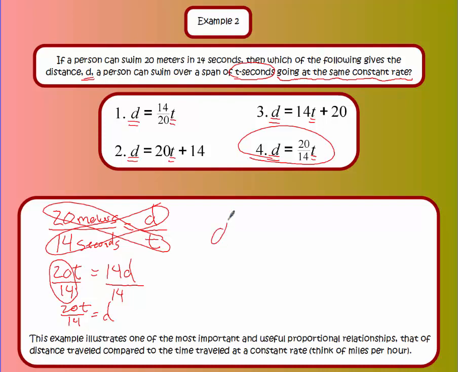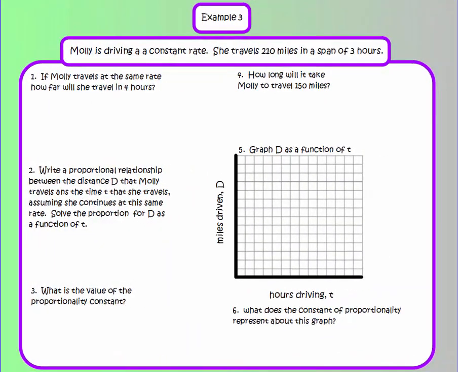So distance equals rate times time. And that gives you speed. Distance equals rate times time. Okay, so let's keep looking at this. Do another example like this.